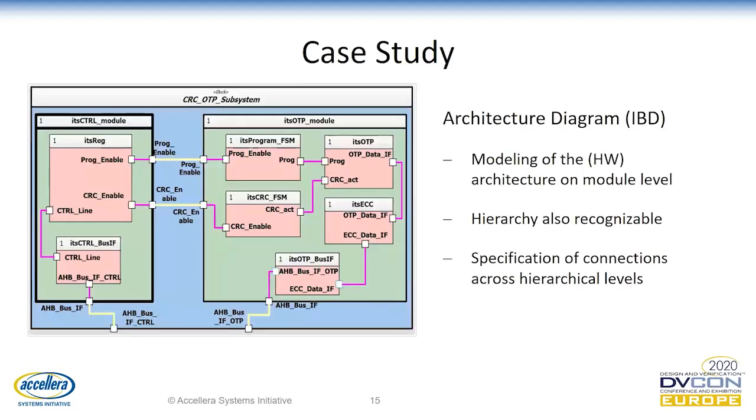The next step is to model the architecture in the internal block diagram. As you can see here, again the same color scheme. But what you can also see here are the additional details compared to the block definition diagram. We show the connections between the submodules. And you can also see that we often have connections that go over different hierarchy levels and have ports besides the start and end port. This is a little bit tricky for our scripting.